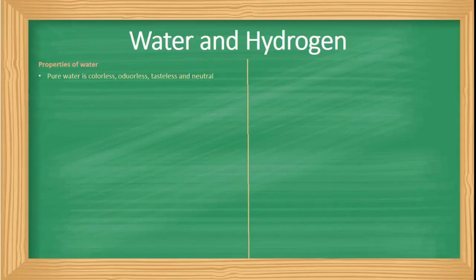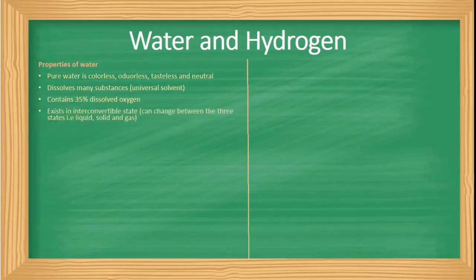Now, properties of water. One is that it is colorless, it is odorless, it is tasteless, and it is neutral. 2, water dissolves many substances, and that's why it is called a universal solvent. 3, it contains 35% oxygen dissolved in it. Number 4 is that it exists in interconvertible states.